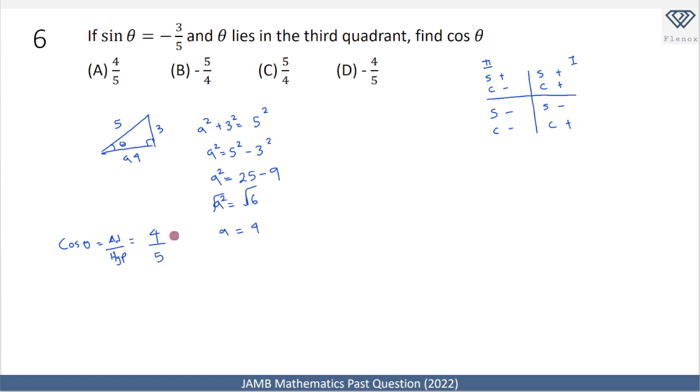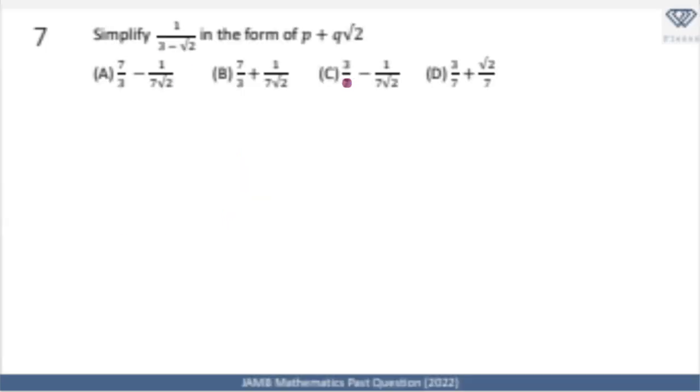Now you can easily fall into the trap of saying, oh, 4 over 5, that will be option A, but that will not be correct again. And why is that? Because we are told that theta lies in the third quadrant. So in the third quadrant, according to what I've explained here, sin is negative and cos is also negative. So that is why the correct answer here is going to be minus 4 over 5. So the correct answer here is option D. You can watch our videos on trigonometry to have a deeper understanding of how to address questions like this.